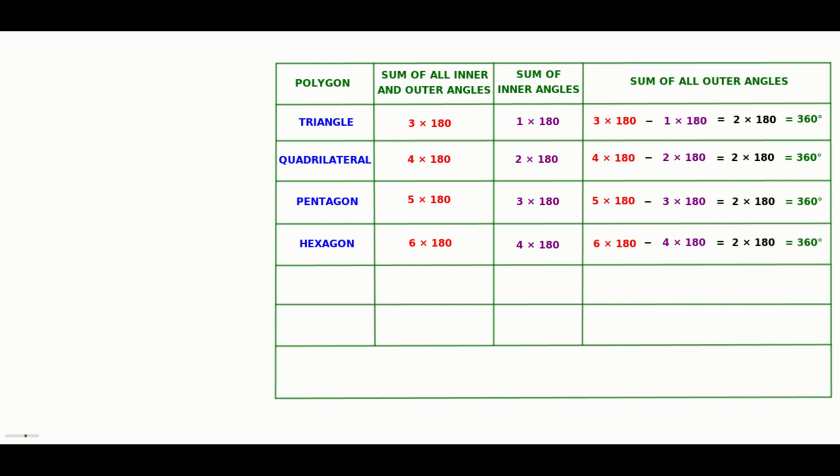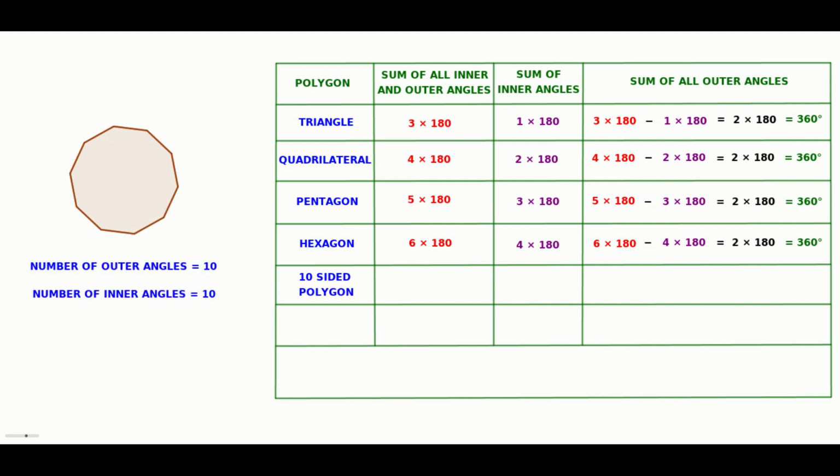Now consider a polygon with 10 sides. Here, if you make one outer angle at each vertex, you have 10 outer angles and also 10 inner angles. That means you have 10 linear pairs. That is, the sum of all inner and outer angles will be 10 into 180. Sum of inner angles is 8 into 180. Therefore, sum of all outer angles is 10 into 180 minus 8 into 180, that will be 2 into 180, 360 degrees.